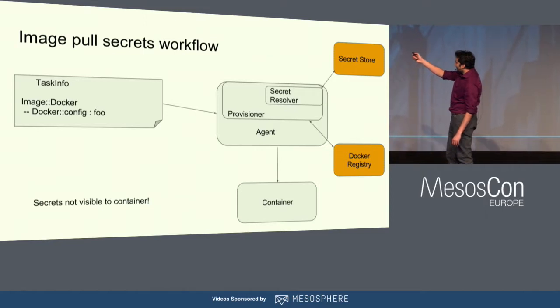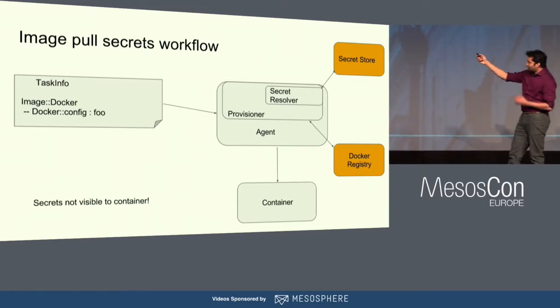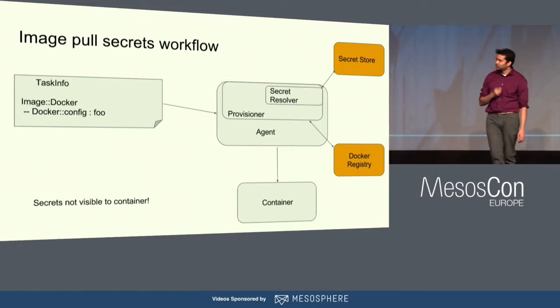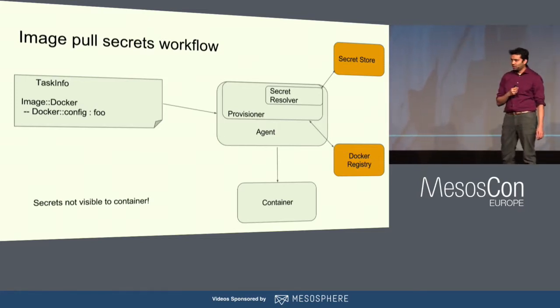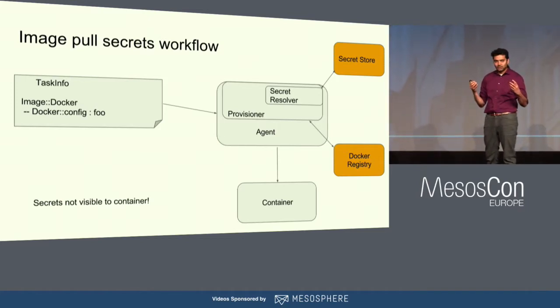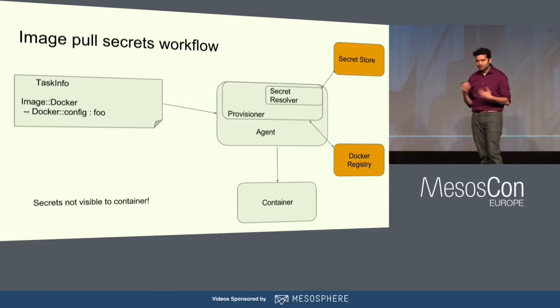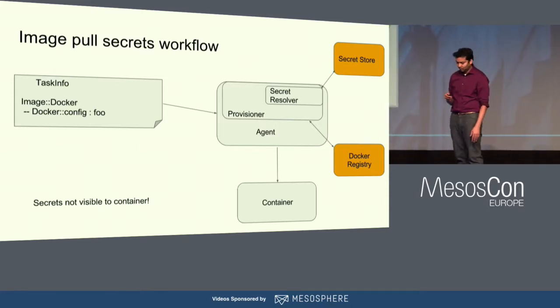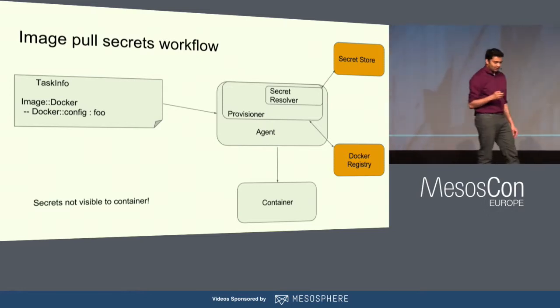So this is an example of how the workflow would look. In the task info, when you set the Docker image, you set config to foo. When the provisioner gets that information, it talks to the secret resolver and says, hey, I want to resolve this secret foo. The resolver talks to the secret store, gets the value for foo, and interprets that as a Docker config. Then it talks to the Docker registry using that configuration, gets the image, provisions the container image, and launches the container. Pretty straightforward. All frameworks have to do is configure their credential and, of course, write a one-time resolver.